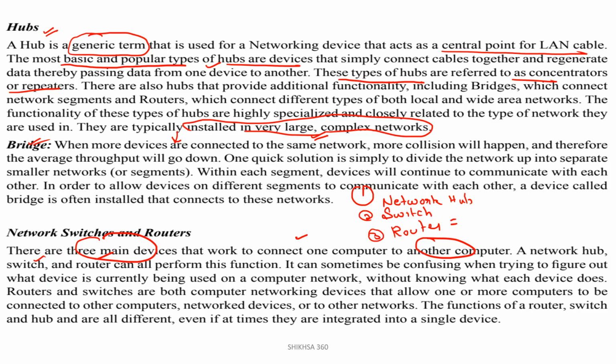It can sometimes be confusing when trying to figure out what device is currently being used on a computer network without knowing what each device does. Routers and switches are both computer networking devices that allow one or more computers to be connected to other computers, network devices, or other networks.